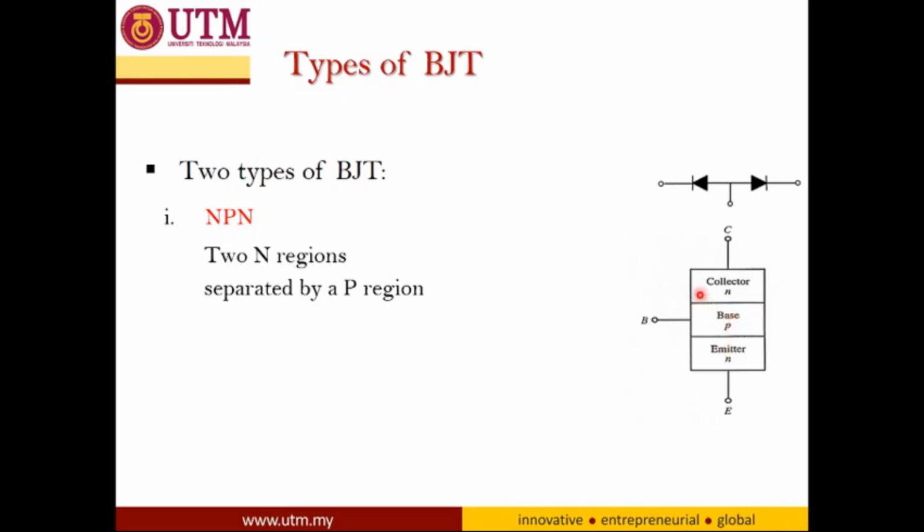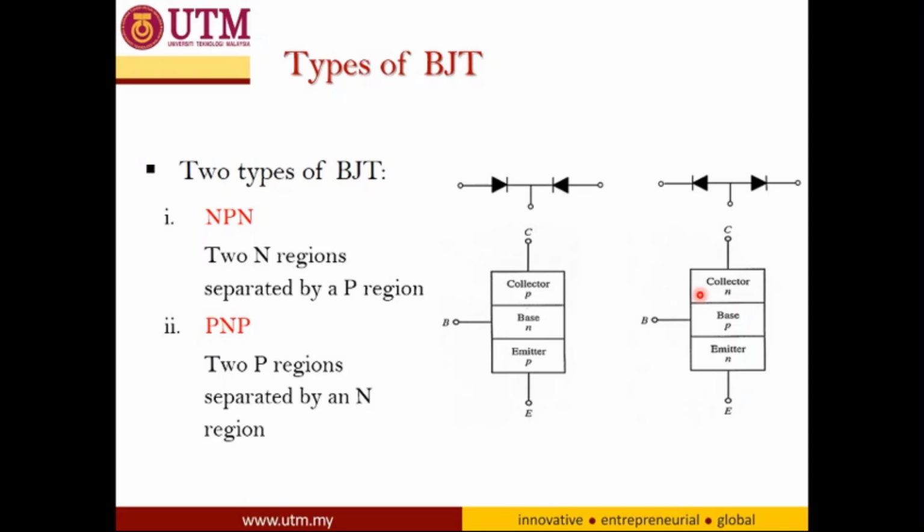Okay, actually we can create another BJT. We call it PNP. So PNP is where the collector and emitter are P-type semiconductor, but the base is N-type. So two P regions separated by an N region, which is the base.